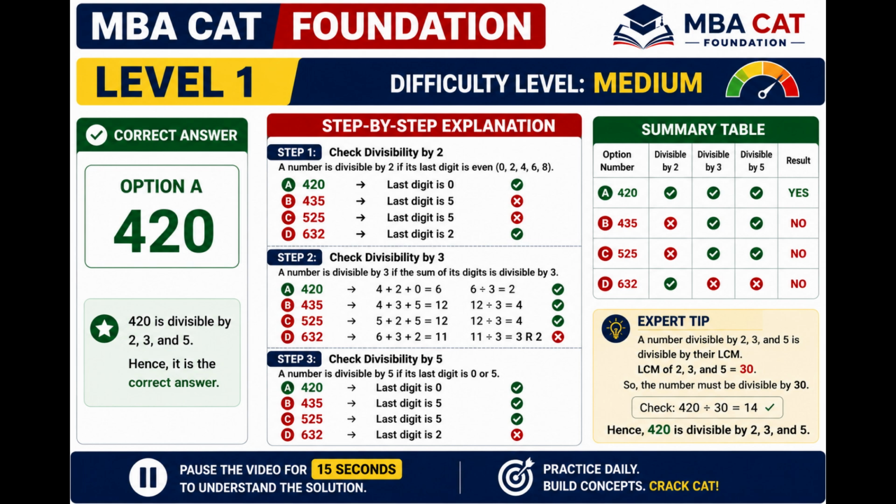To verify this quickly, the number should end in 0, satisfying divisibility by 2 and 5. The sum of its digits should be divisible by 3. Using this shortcut helps you eliminate options quickly and saves valuable time during the exam.